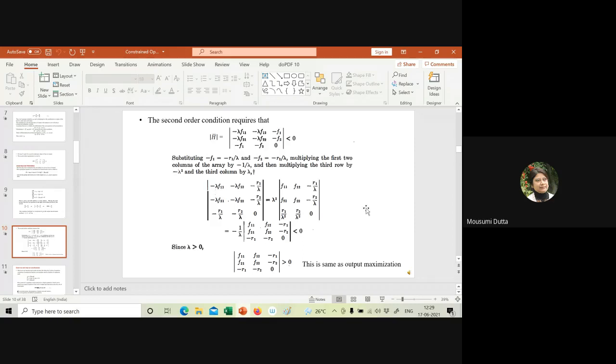So here, the transformation we have done is to show that this bordered Hessian determinant is equivalent to the bordered Hessian determinant which we obtained in the case of the output maximization problem. Please look at these things, look at the states, put the values, and you will get this back.